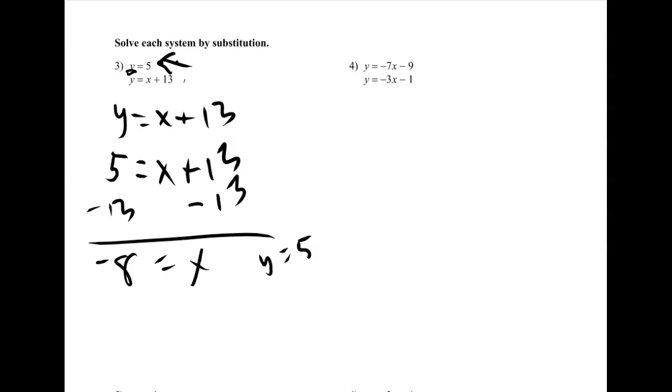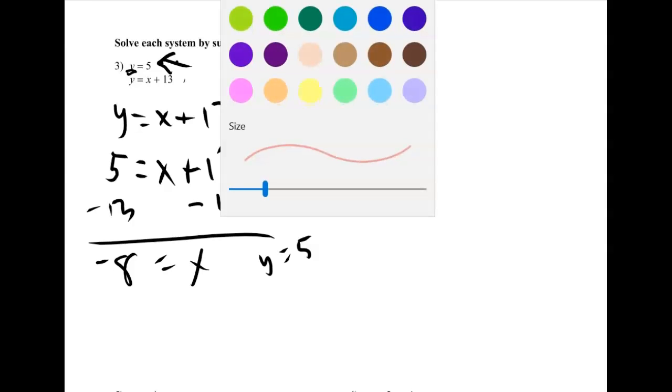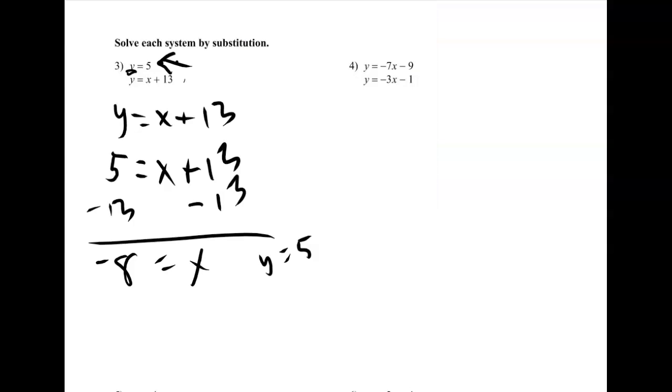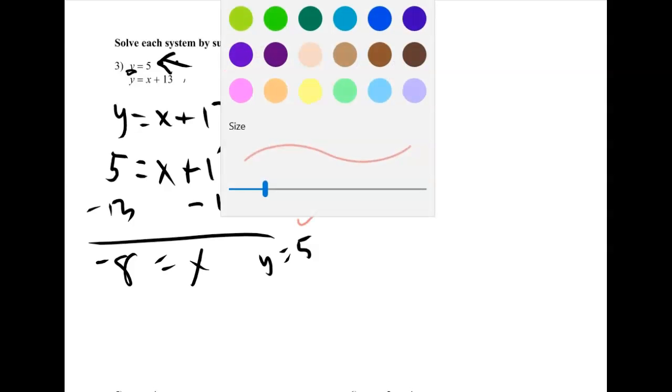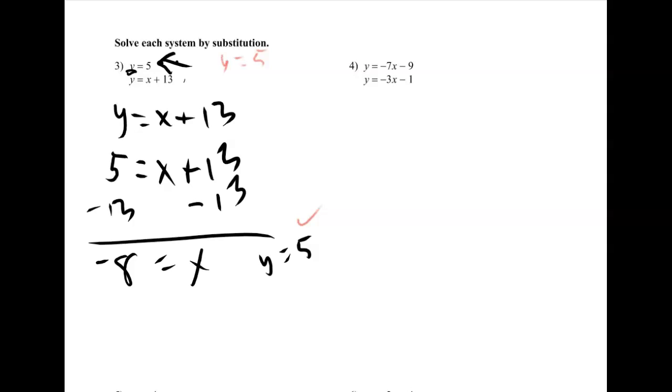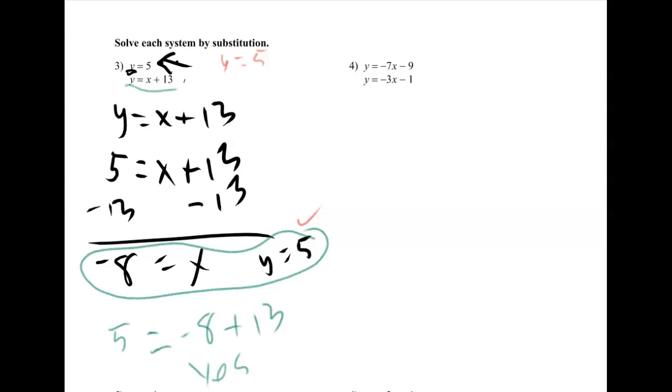So now to check it, I'll just pick up a different color here to check it. My first equation says y equals 5. Oh, yeah, that's true. My second equation, I have to replace the y with a 5 and the x with a negative 8. And now I have to see, is it true? Does 5 equal negative 8 plus 13? Yes. So my solution to this system is the point x equals negative 8, y equals 5. It can be written as a point, can be written out this way. Lots of times in electronic homework and online homework, they will want you to write this as a point.